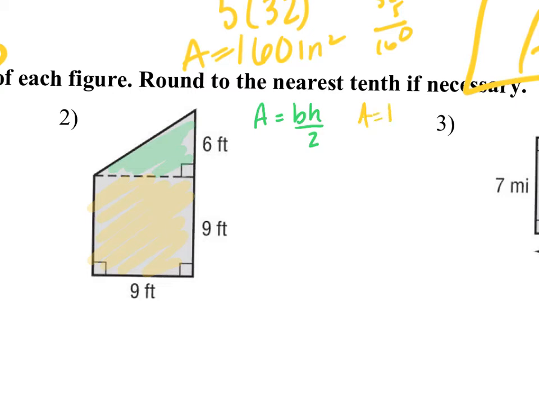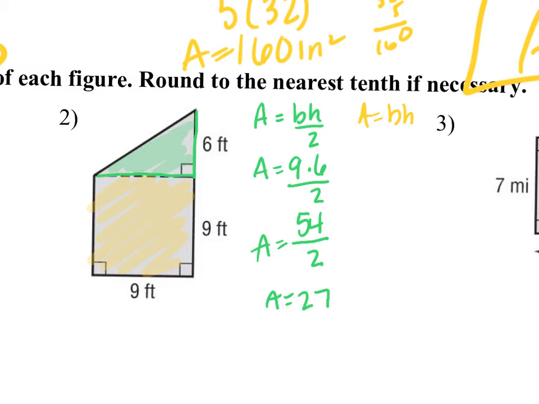So I'm going to say base times height. Okay, so triangle first. The base of the triangle, I'm going to use this, which is 9. The height of the triangle is 6, and I'm going to divide that by 2. 9 times 6 is 54. 54 divided by 2 is 27. So this figure here is 27.